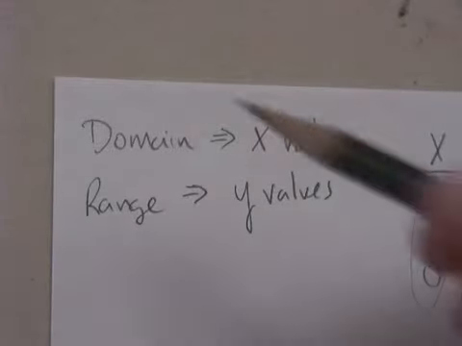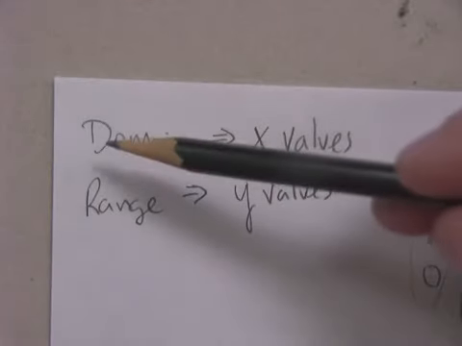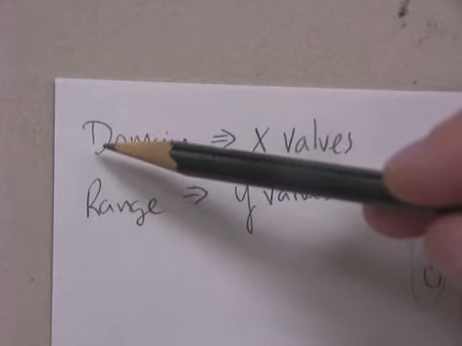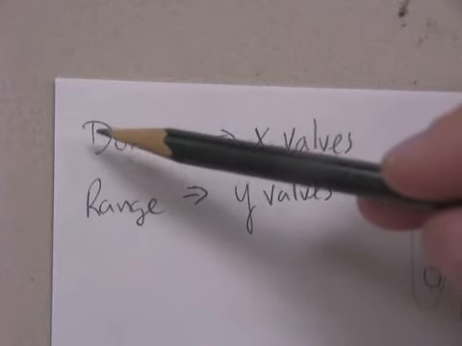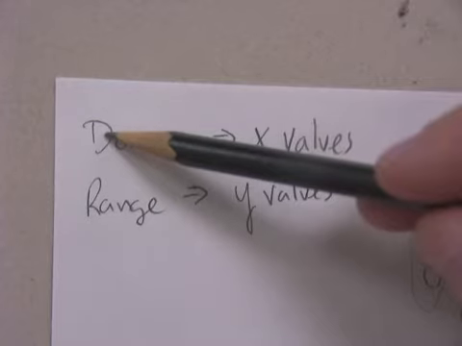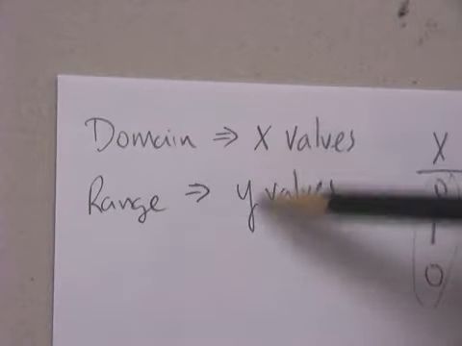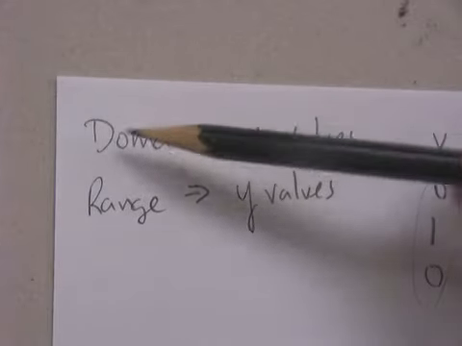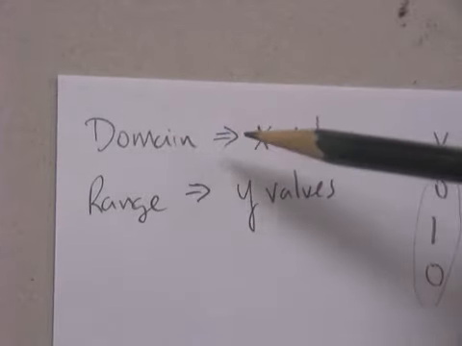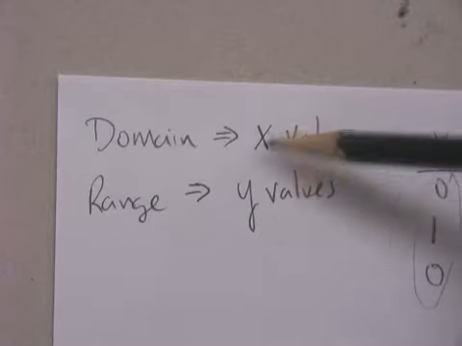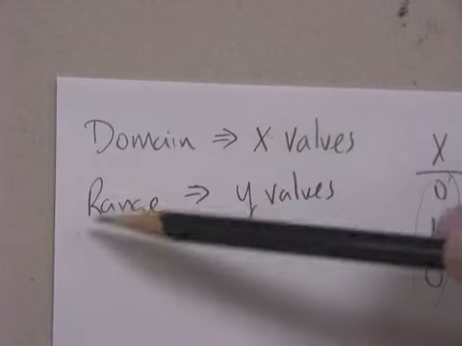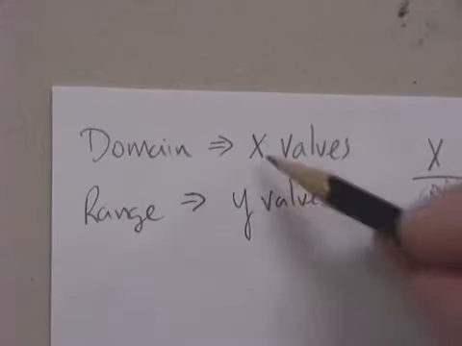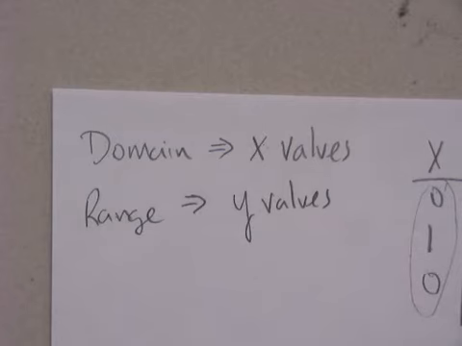So here's a silly way of remembering this. If you have domain and range here, which letter comes first in the alphabet? That's right, domain. D comes first in the alphabet. Over here, X, Y, Z, X comes first. So the letters that come first in the alphabet match up. D comes first, X comes first. And then R comes after D, and Y comes after X. So that's how I remember it. The range is the y values.